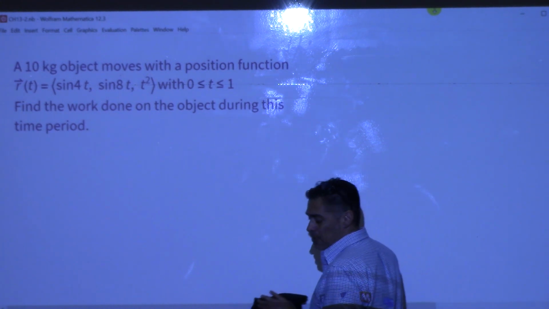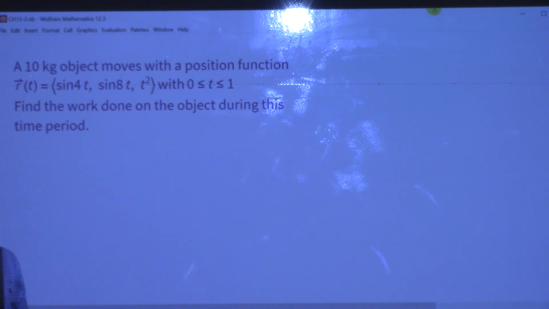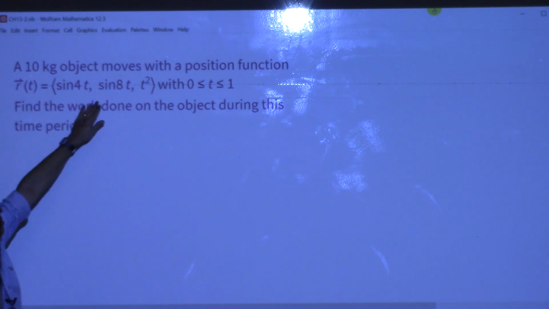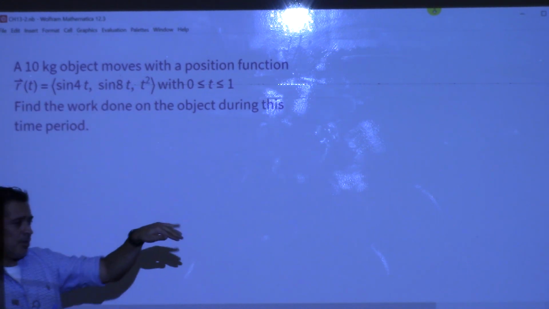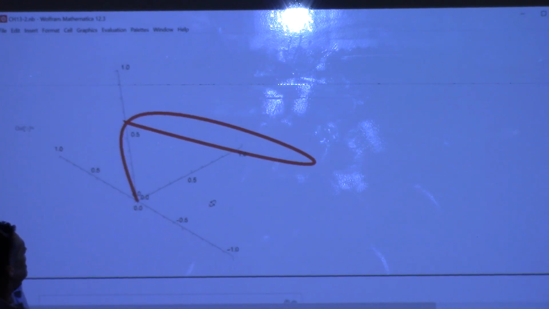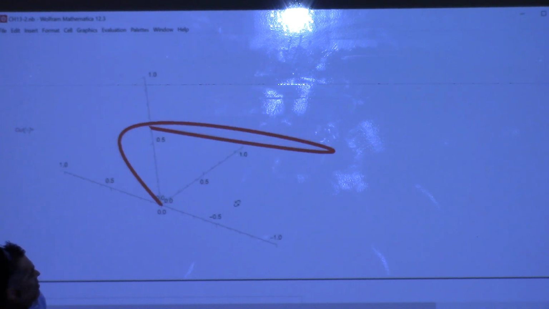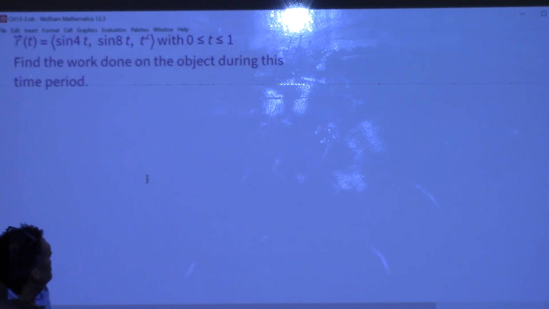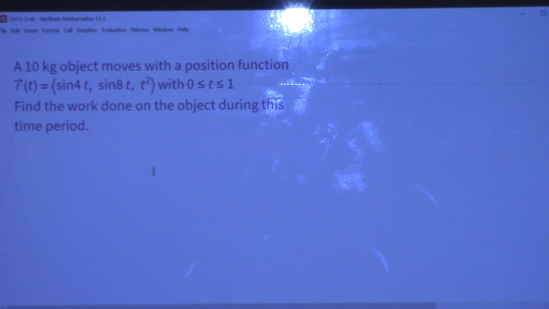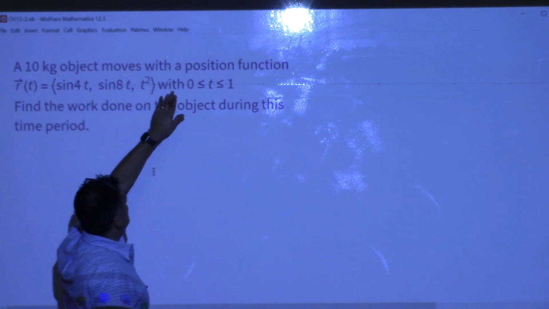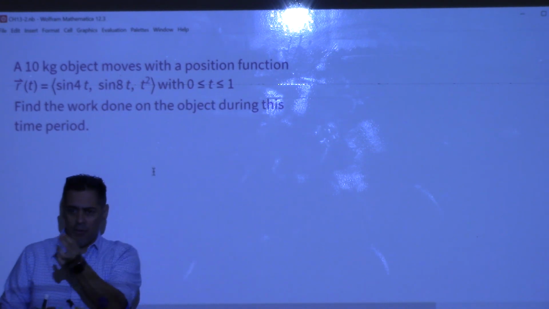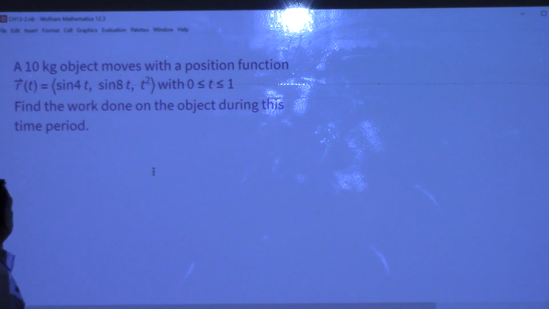So that's why I'm giving you the mass as opposed to a weight, because a weight would assume it's on a planet or something. So we have some 10 kilogram object that's moving through space, and that's the position function. It's some sine wave, so it's doing some crazy stuff moving through. I might have a curve here. Yeah, here it is. That's the actual path of that object. It's weird, whatever. It is what it is. So this 10 kilogram object moves along this curve between t equals 0 to 1. It's going to start, move along, and then stop. The question is, find the work done on the object during this time period.